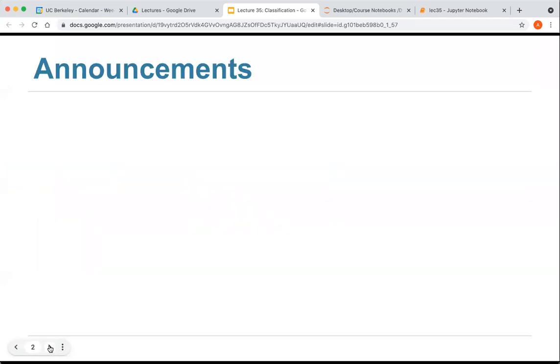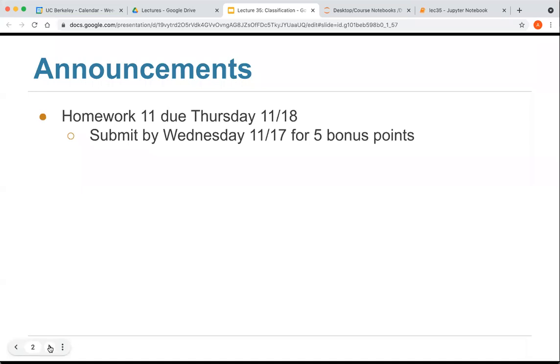As usual, we start with announcements, and now it is a pleasure to announce the remaining exercises for this term, of which there aren't many. So there's a homework that's due this Thursday. As always, you can submit it by Wednesday for bonus points.